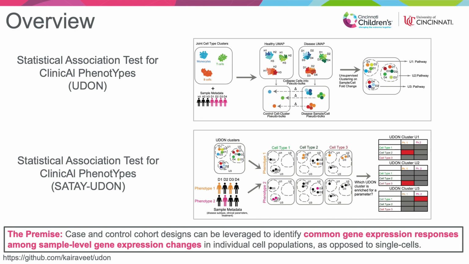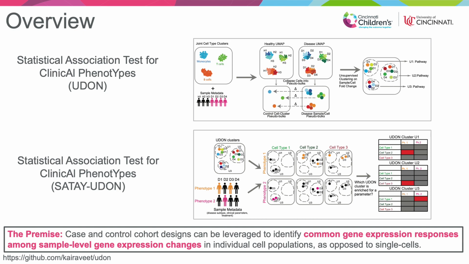So we developed a computational approach called Unsupervised Discovery of Novel Disease Programs, or in short, UDON. We start with the single-cell RNA sequencing data from each sample from a cohort, and based on similar gene expression patterns, we first identify cell type populations existing in the samples of the cohort. This step is typically done outside of the program.